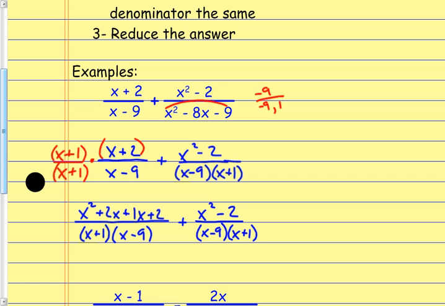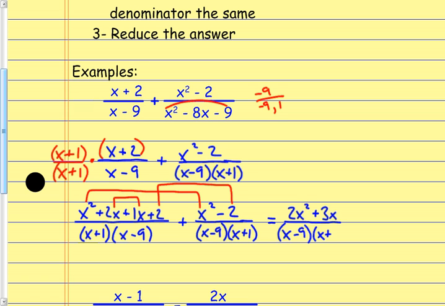And now from here, I can add those numerators. I'm just combining like terms. In this case, these two are like terms, these guys are like terms, and these guys are also like terms. So I'm combining these like terms. That's going to give me a 2x squared. Looks like I also get a plus 3x. And then the positive 2 and the negative 2 cancel each other out. And it's all over the (x minus 9)(x plus 1).